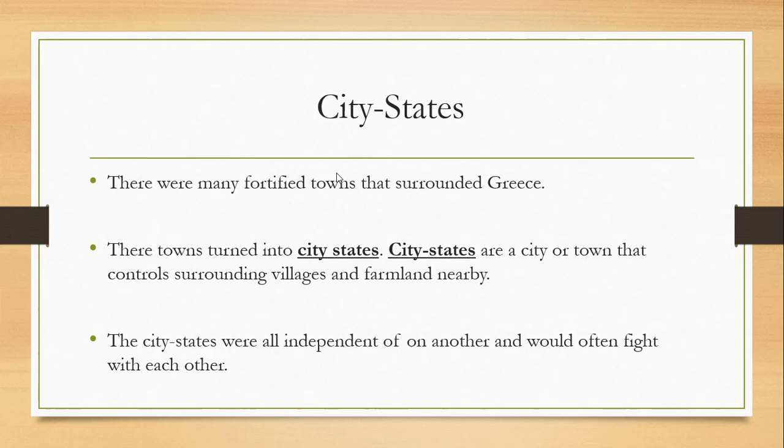The city-states are going to be all independent of one another, and would fight often. Okay, Sparta and Athens are going to be rivals. They're going to fight against each other. So it wasn't like, oh, we're all part of Europe, so we kind of work together.